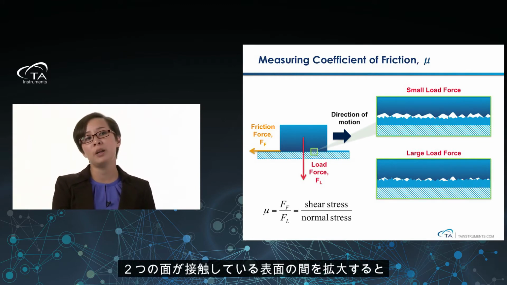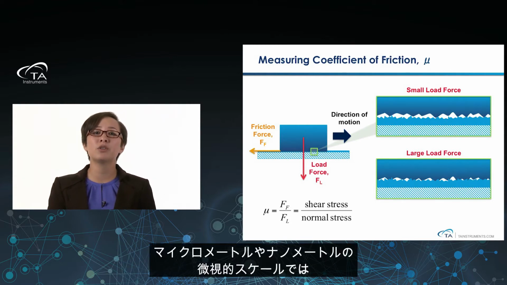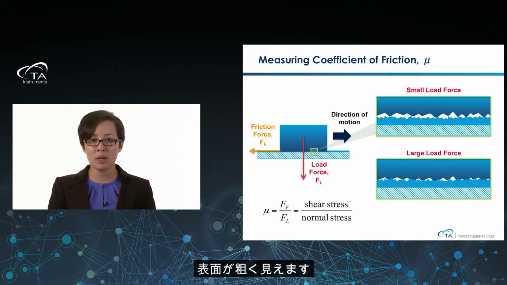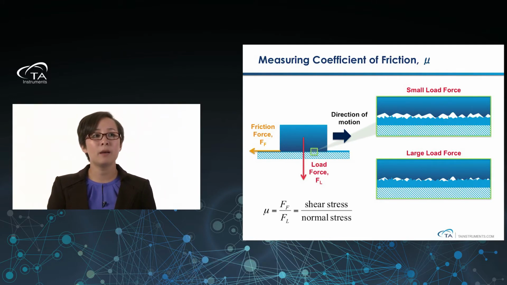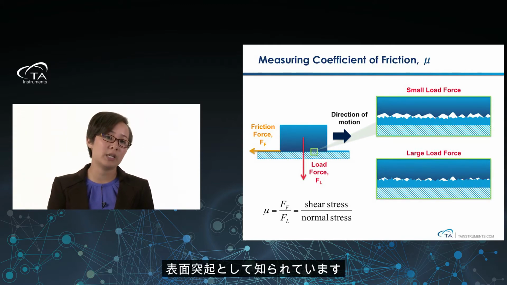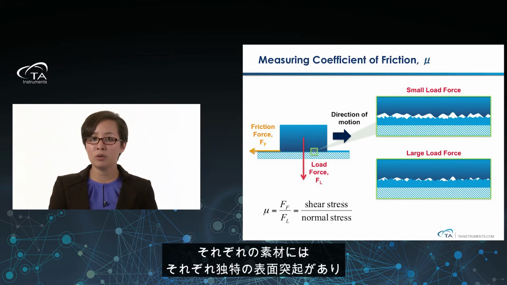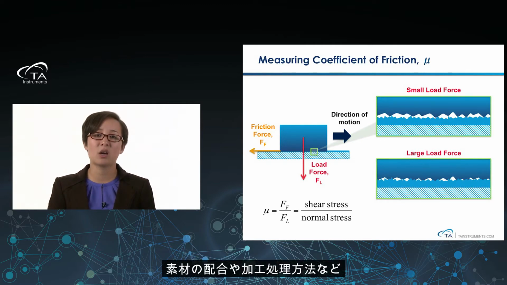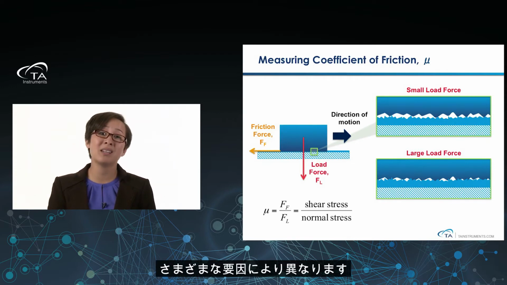So if we zoom in between these surfaces when they're in contact with one another, you'll see all of these surfaces are somewhat rough on a small length scale, maybe microns, even nanometers. All these roughnesses in the surfaces are known as surface asperities. Every material will have its own unique characteristic of surface asperities, and it will depend on things such as the composition of the material and the way the materials were processed.